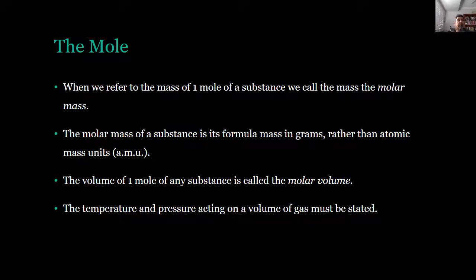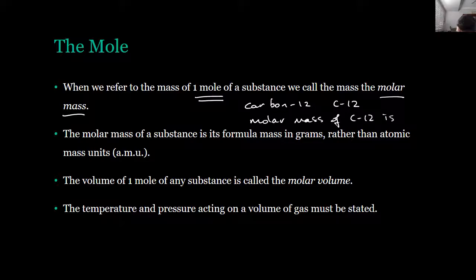So a couple of words, I guess, associated with this as we look forward into doing some of our calculations. Firstly, when we refer to the mass of 1 mole of a substance, we call the mass the molar mass. Okay, so if we were to look at our carbon-12 or our C12 isotope, then what we mean is that the molar mass of C12 is 12 grams. And that is how the mole concept becomes really useful to us.